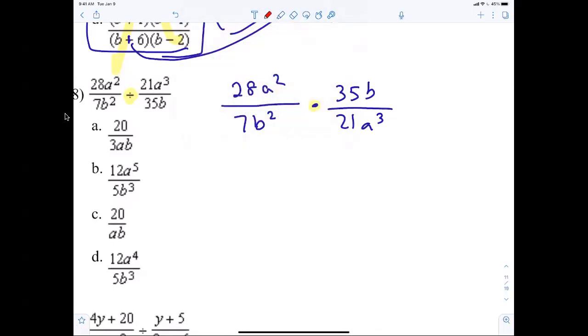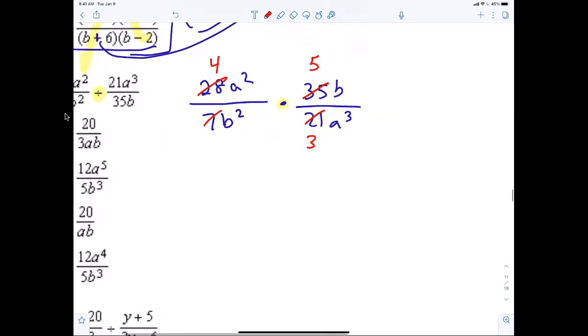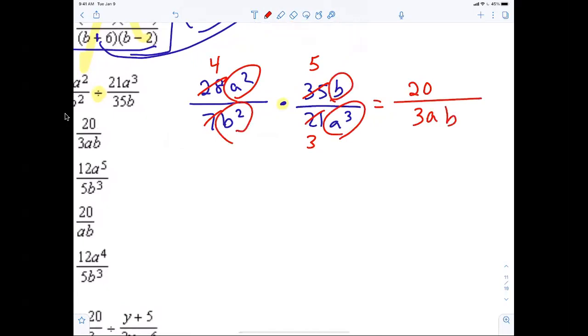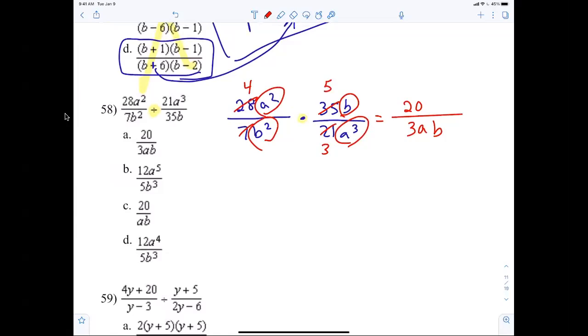So 28 turns into 4. Yep, 28 over 7 is just 4 over 1. Then we can divide this by 7, and that goes to 5 and 3. And so it's 20a squared b. Hold on, 20 over 3. Do the numbers first. And then a on the bottom, and then b on the bottom. There you go, 20 over 3ab. They finally got one right.